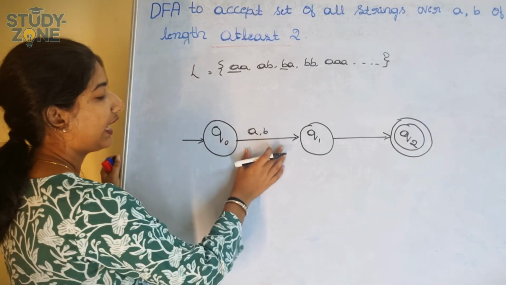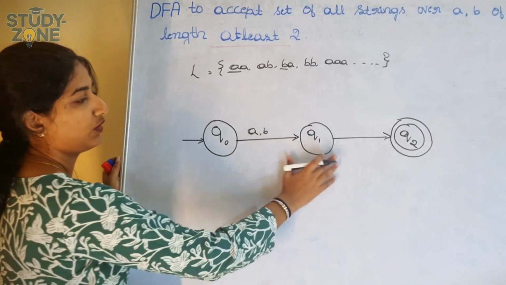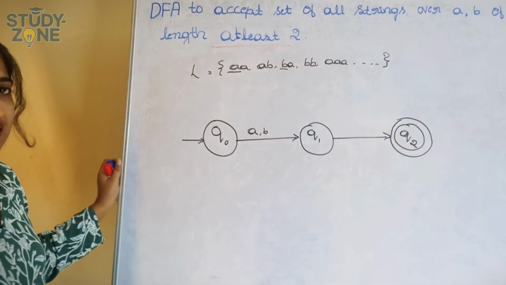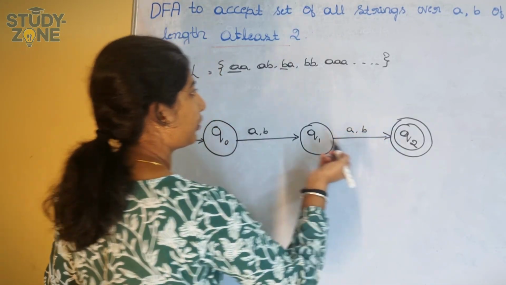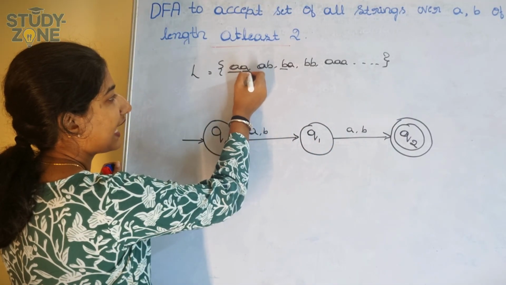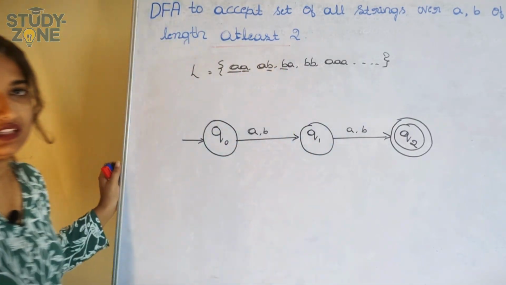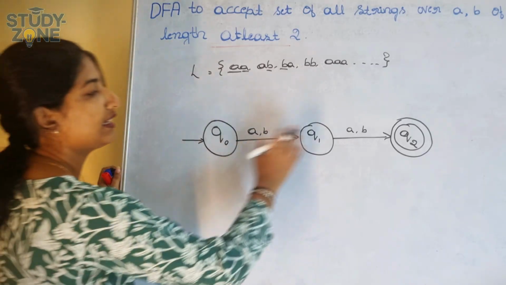So Q0 on A or B moves to the next state Q1. And again Q1 on A or B moves to the next state Q2. Why? Because the second symbol can be A or B. There is no restriction on the second symbol either.